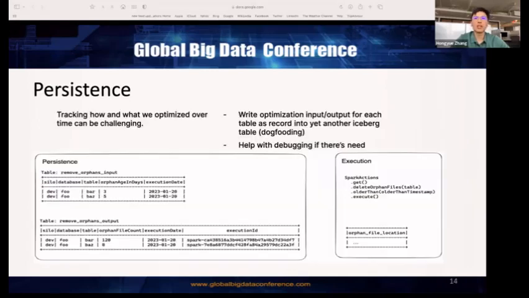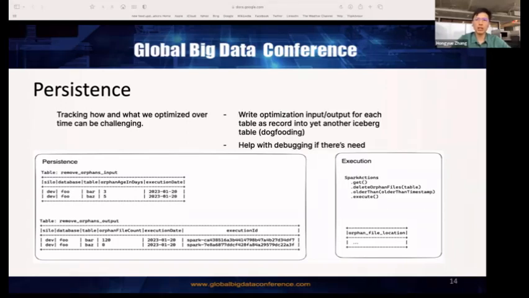Next slide, please. Another problem we noticed is how can we keep track of our optimization history? When we started, we only had a few tables under management, and we could do so by searching through the Spark logs. But as many users adopt Iceberg tables, we have many more tables under management. We decided that we need to persist all this input and output into a corresponding table so that we can query later. In the diagram below, you can see the example of my remove orphan jobs.